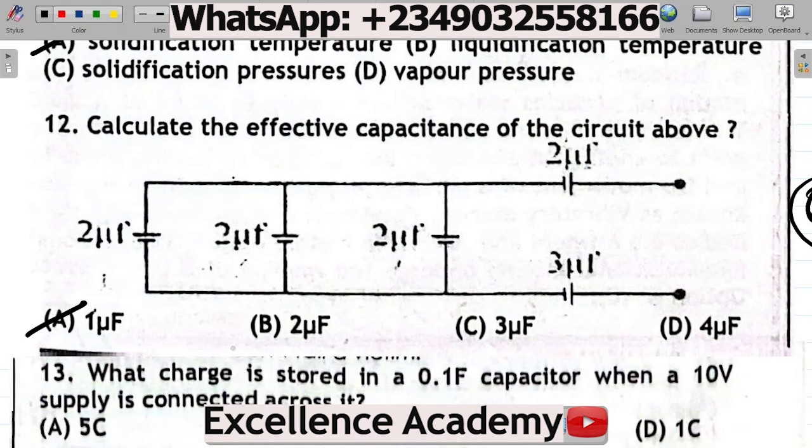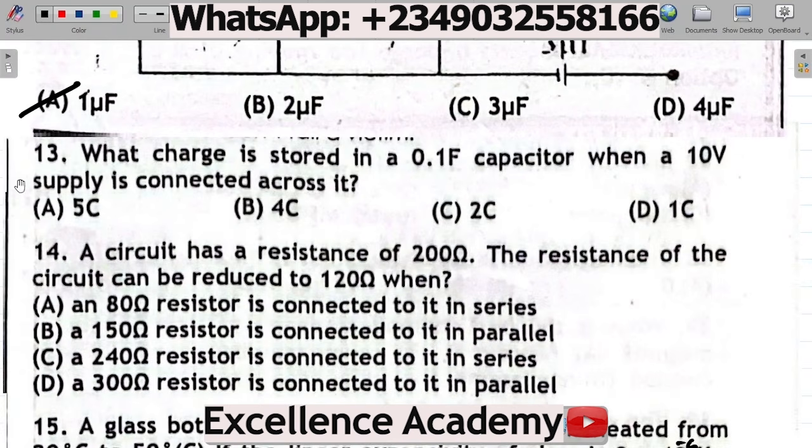All right. Question number 13 says, what charge is stored in a 1.0 farad capacitor when a 10 volt supply is connected across it? A, 5 coulomb, B, 4 coulomb, C, 2 coulomb, D, 1 coulomb. So how do we solve this question?